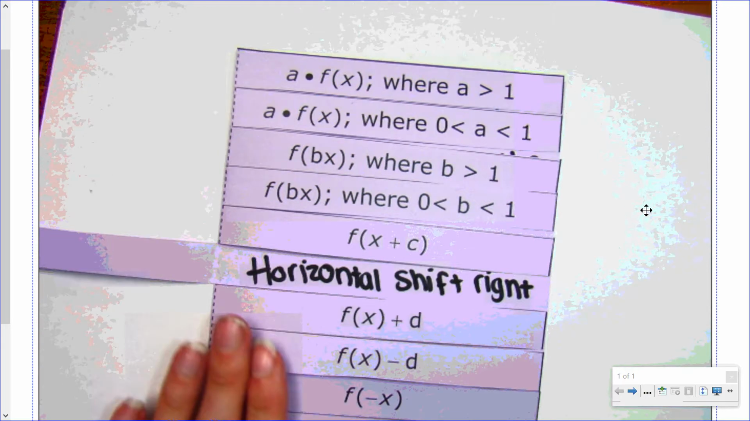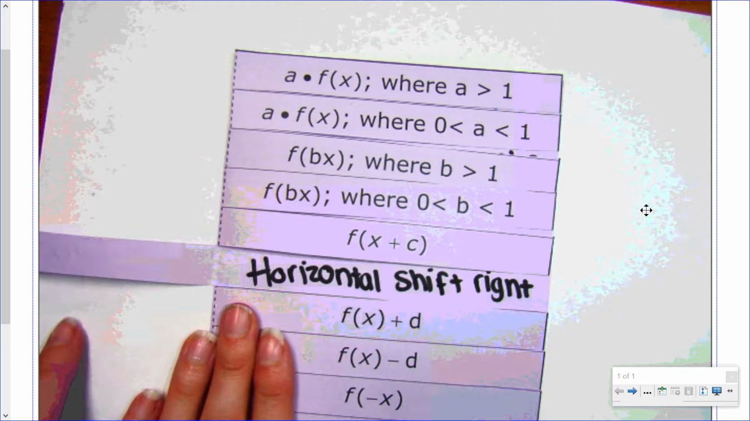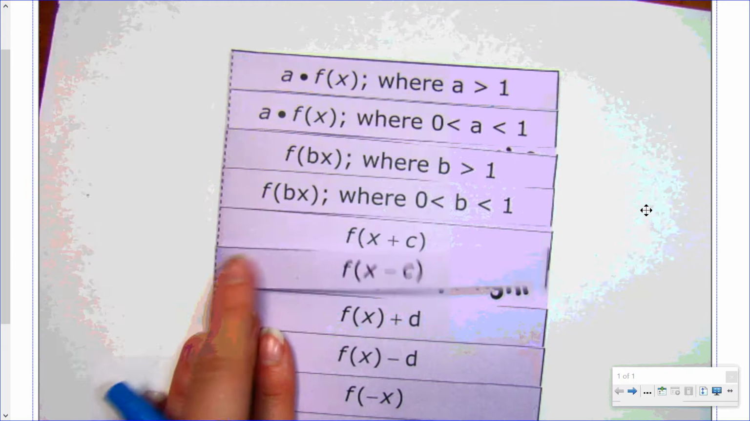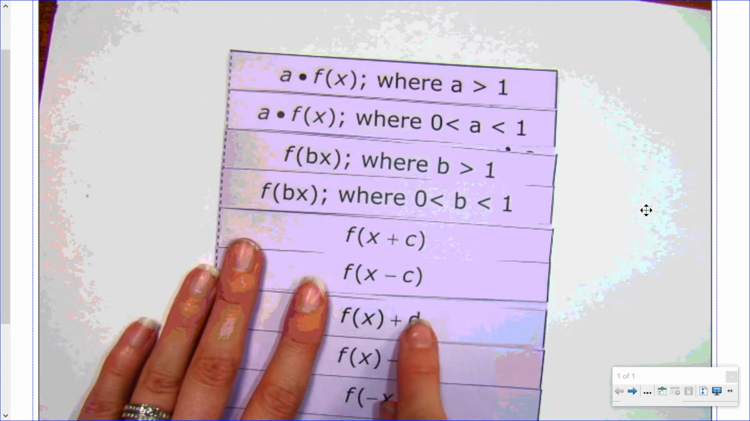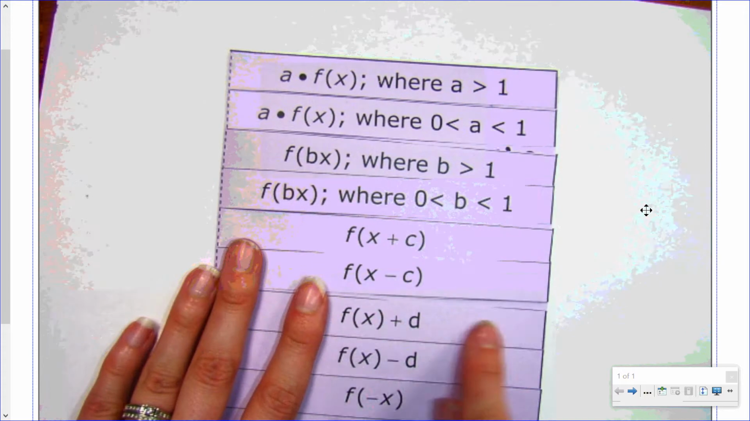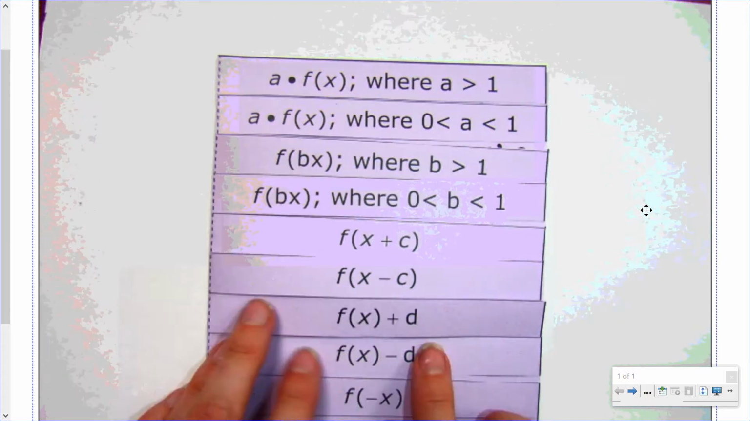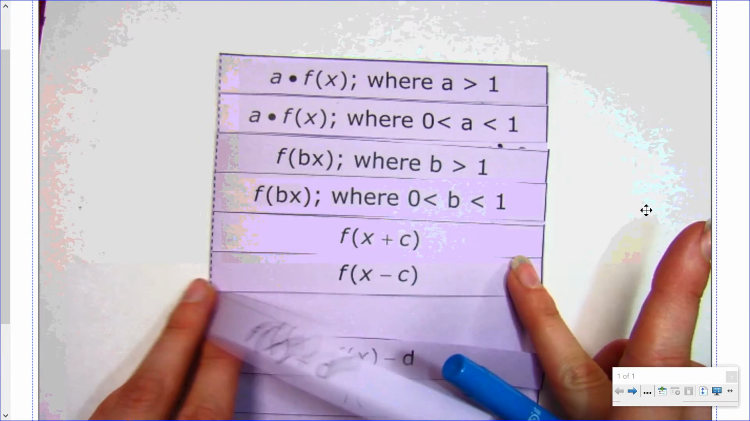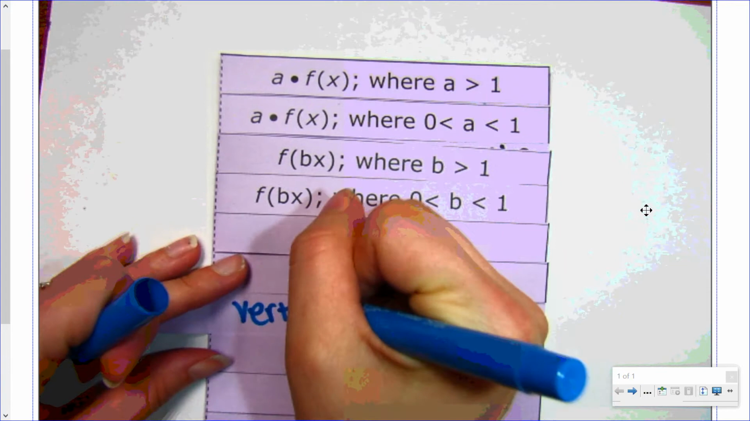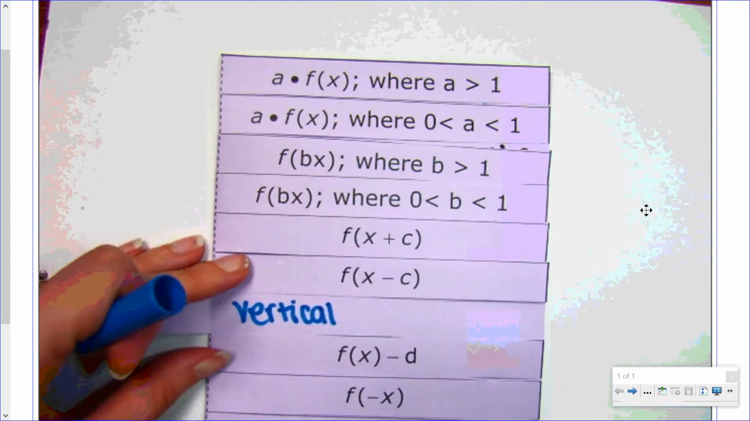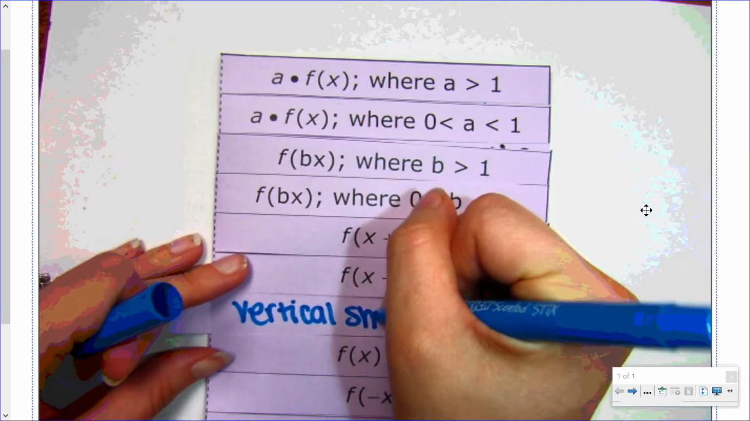Okay, so the next one, I am taking a value and I'm actually adding it to f of x. So this is no longer inside of my parentheses with x, it's outside. So I'm changing my y value here. So I'm adding a value, and if I'm adding a value to y, I'm going to have a vertical change, and it's going to be a vertical shift up.